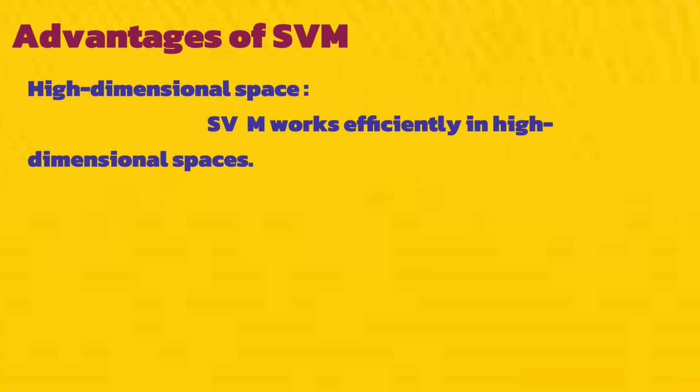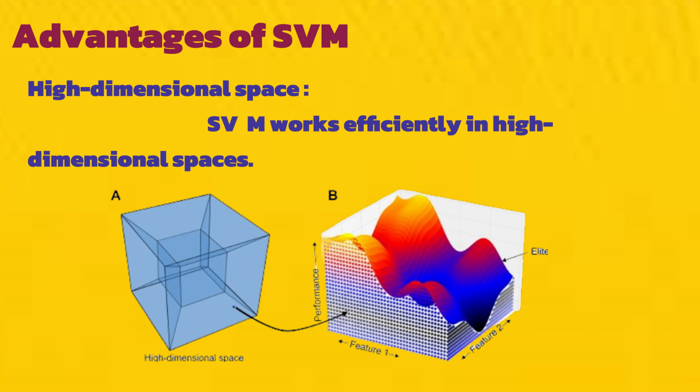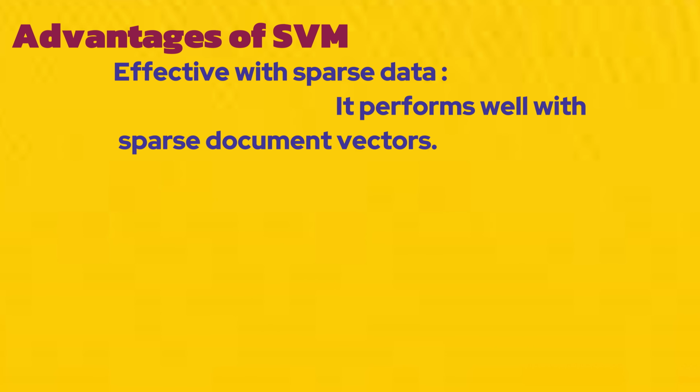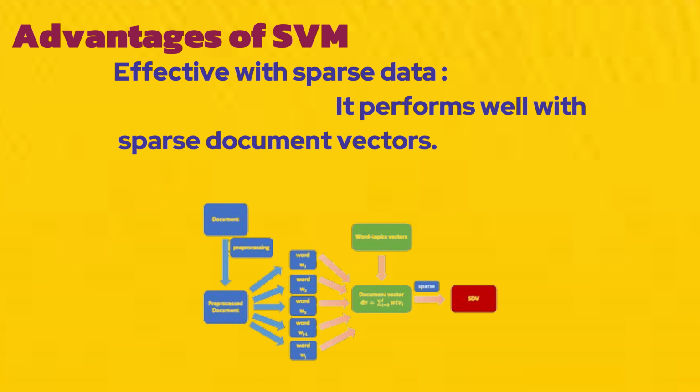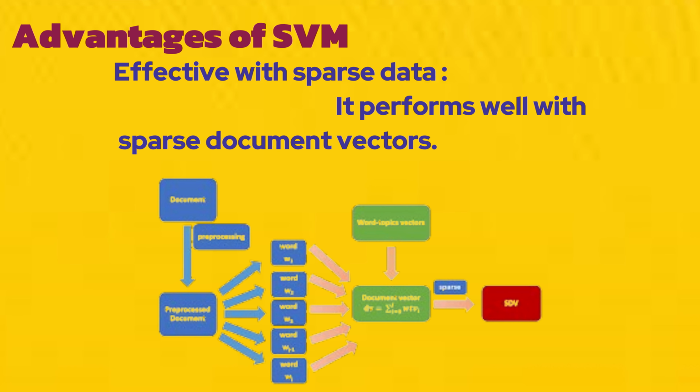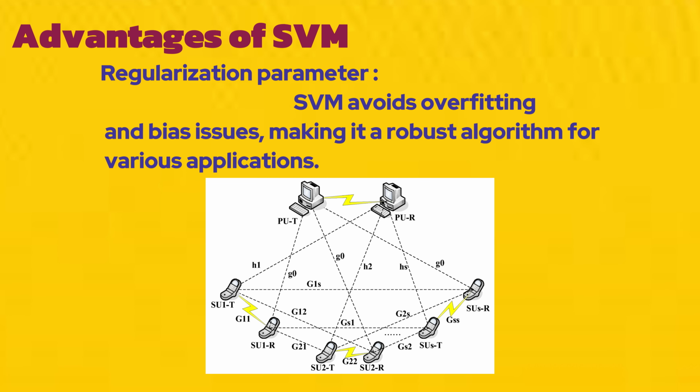Advantages of SVM. Number 1. High dimensional space. SVM works efficiently in high dimensional spaces. Number 2. Effective with sparse data. It performs well with sparse document vectors. Number 3. Regularization parameters. SVM avoids overfitting and bias issues, making it a robust algorithm for various applications.